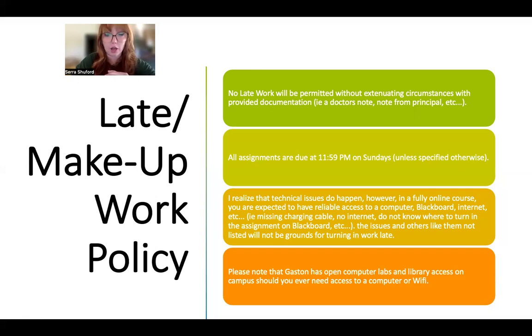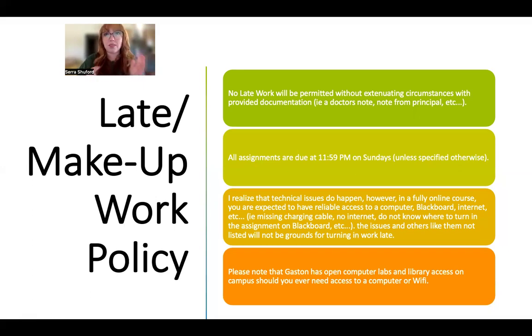It needs to be a note coming from some sort of higher up, or a doctor's note is preferable. But if something does happen like that, I'm happy to work with you. But things like you're missing your charging cable, you don't have internet access for some reason, you don't know where to turn an assignment in, etc., that is not going to be grounds for having late work submitted.